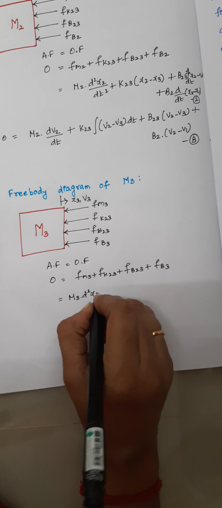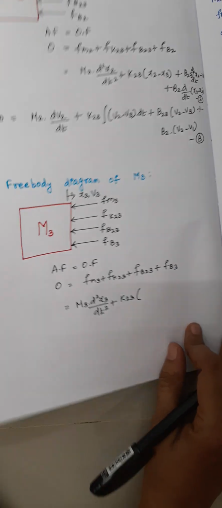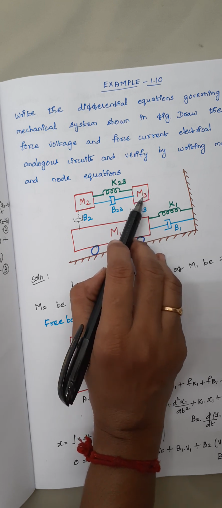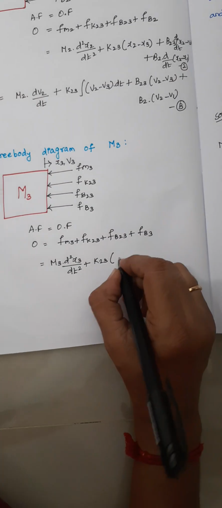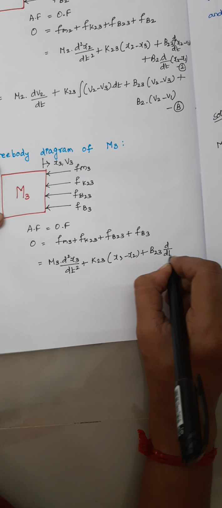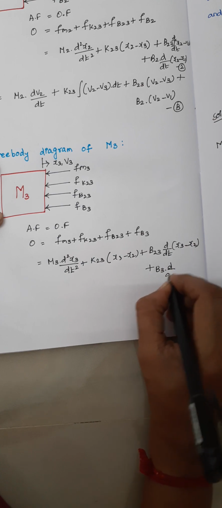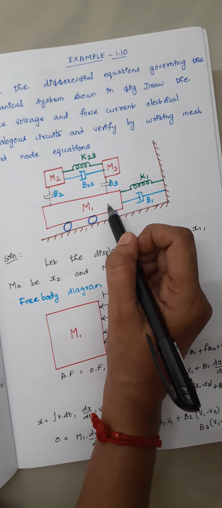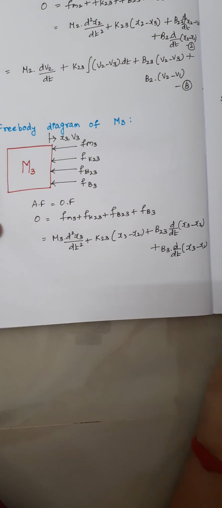So M3 into d square x3 by dt square plus K23. Again this K23 is connected between M2 and M3. So here we have to write, we are drawing the free body diagram of M3, so we have to write it as x3 minus x2. So K23 into x3 minus x2 plus again B23. For B23 we have to write it as again x3 minus x2. And finally Fb3. From the diagram this B3 is connected between M3 and M1. So here I have to write it as x3 minus x1, right.